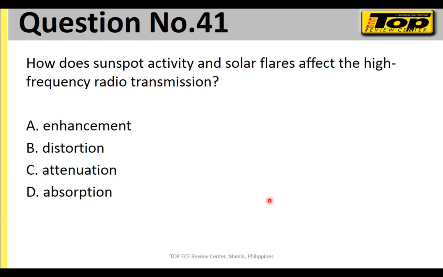And if not, it will be refracted on the sporadic E, which is likely to happen whenever there are solar flares and sunspot activity. So pagka na-reflect siya, magkakaroon ka instead of absorption, instead of attenuation, yung signal mo at a high frequency will be reflected back to Earth. Meaning to say, it will have an enhancement. So letter A is the correct answer.